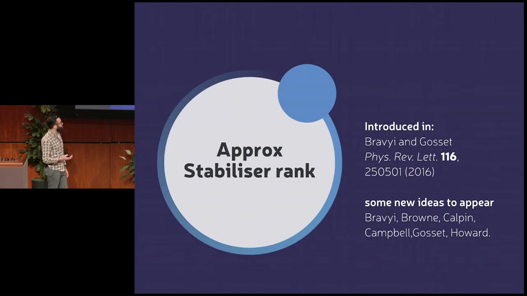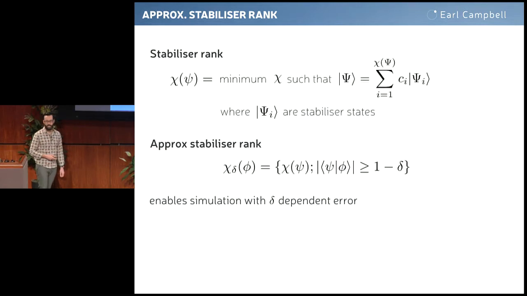I'm going to tell you about approximate stabilizer rank now, which again was introduced by an IBM team, so Sergey Bravyi and David Gosset. And I'm going to review their work and then again mention some new ideas in these unpublished notes that we're writing up at the moment. So approximate stabilizer rank is defined in terms of exact stabilizer rank.